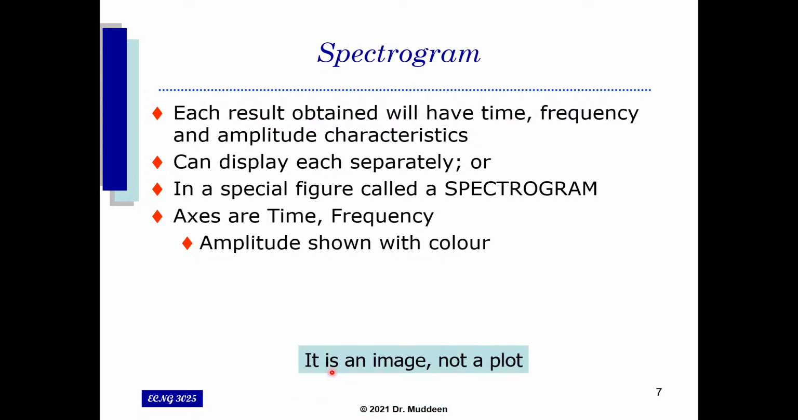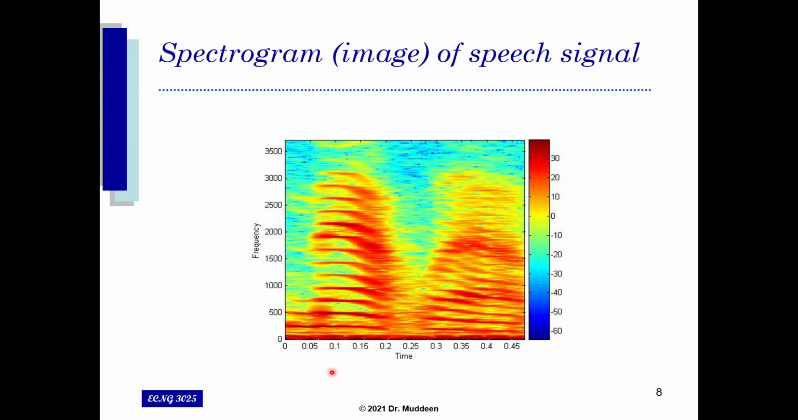Now, a spectrogram is not to be confused with a plot. A spectrogram actually is an image. And this here is a general example of a spectrogram, where the y-axis here is in terms of frequency, the x-axis here is in terms of time, but each color intensity that you have here, depending on the shade of the color, represents the amplitude of the signal itself.